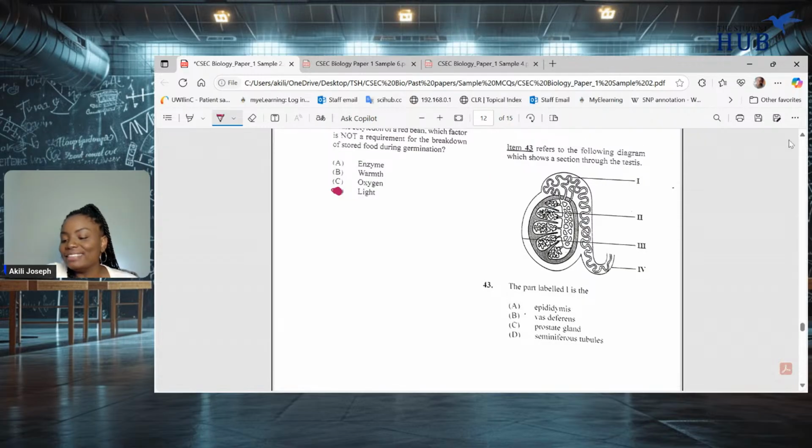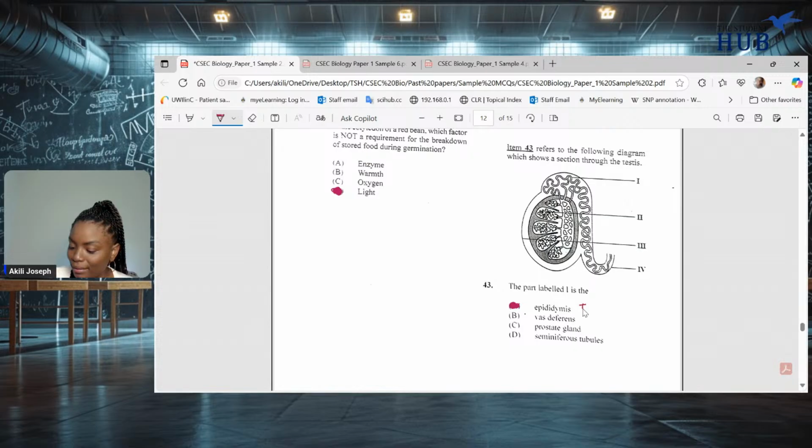Item 43 refers to the following diagram, which shows a section through the testis. The part labeled 1 is the... We have one answer saying D in the chat. That first coiled region there is going to be your epididymis. The answer is A.